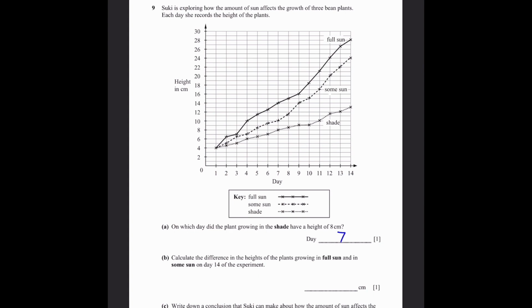B. Calculate the difference in heights of the plants growing in full sun and in some sun on day 14 of the experiment. So for full sun, we have 28 centimeters. For some sun, it's 24 centimeters. So now we get 28 minus 24, which is equal to 4 centimeters difference.